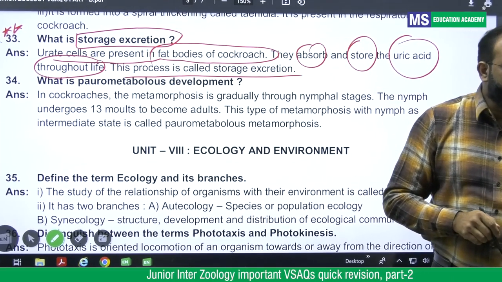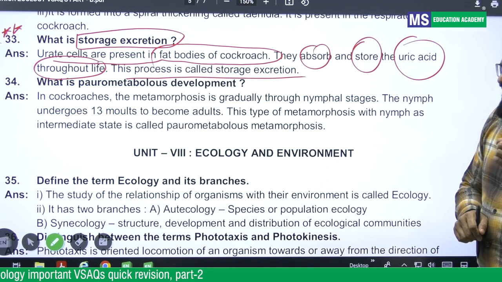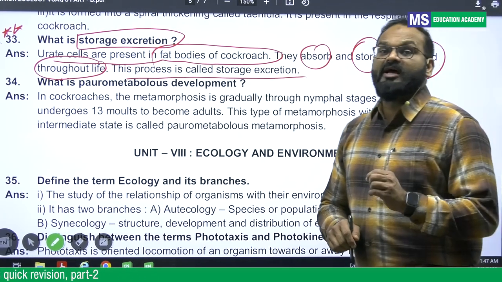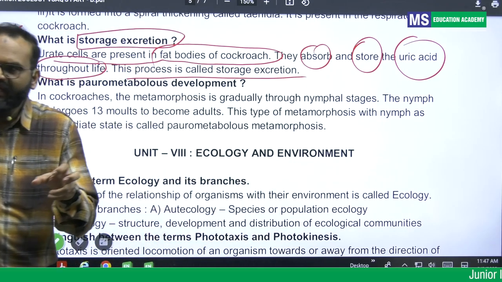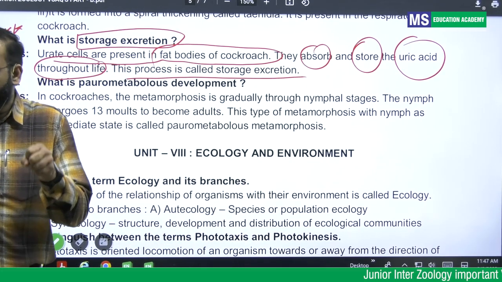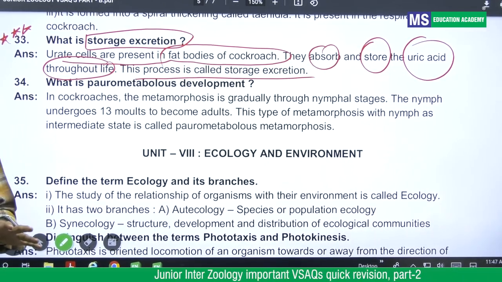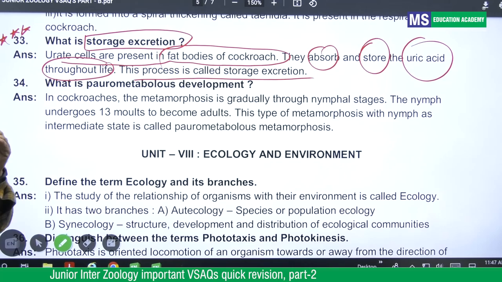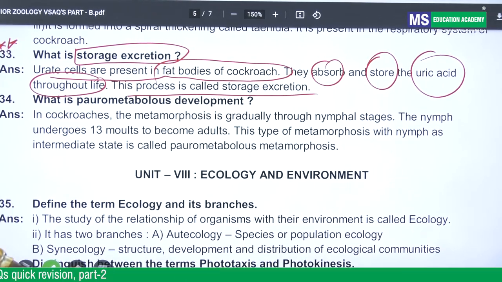Cockroach ke hemolymph ke andar fat bodies rehte. Fat body ke andar ek aisa cell hai jiska naam hai urate cell. Ye urate cell kya karta? Uric acid ko absorb kar leke uske andar store karta throughout the life. So, isko bolte storage excretion. Hope students you are getting my point.